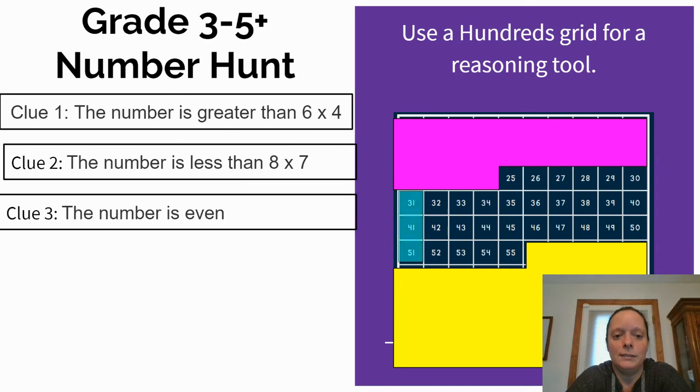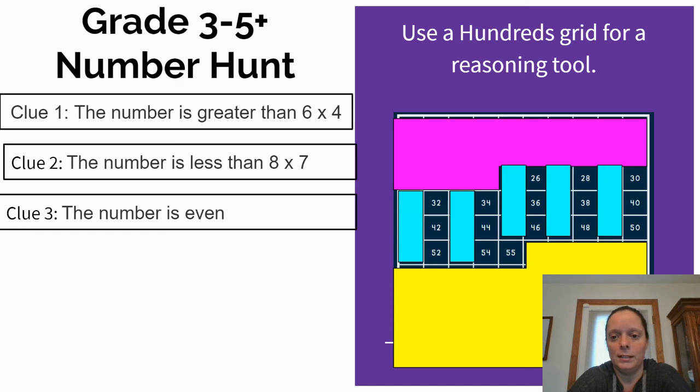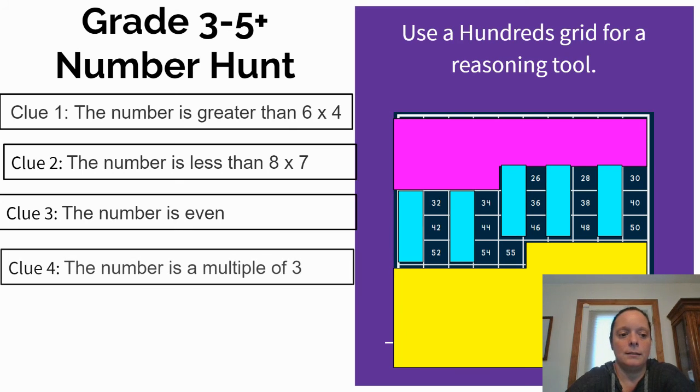The number is even. So hopefully they know what an even number is when we're talking about 2 digits. And we cover up all the odd ones. Clue 4, the number is a multiple of 3. So this one's the tricky clue because they're going to have to do some math. That would be all the numbers in red circles.